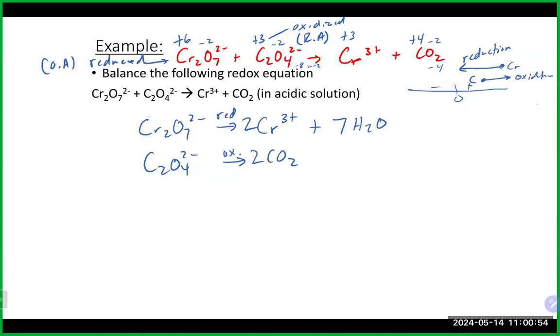Because we added 7 waters to the right, that's going to need 14 H pluses on the other side to make sure that we have our hydrogens balanced. Coming to the bottom one, actually, by adding the coefficient for the carbon, that also took care of the oxygen, so we don't need to add any water there in that particular case. So now we're ready to balance out our charge with electrons.